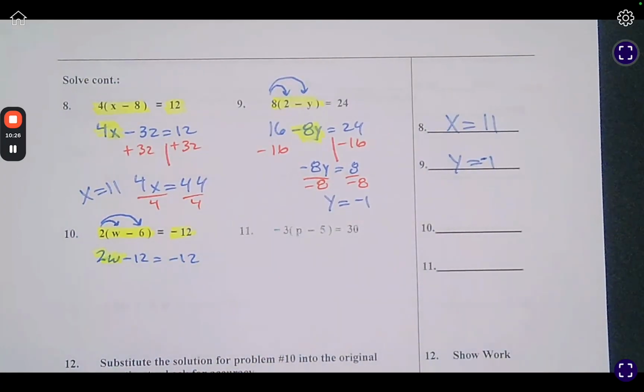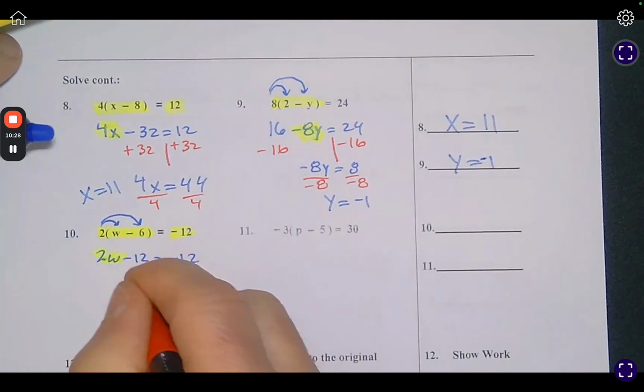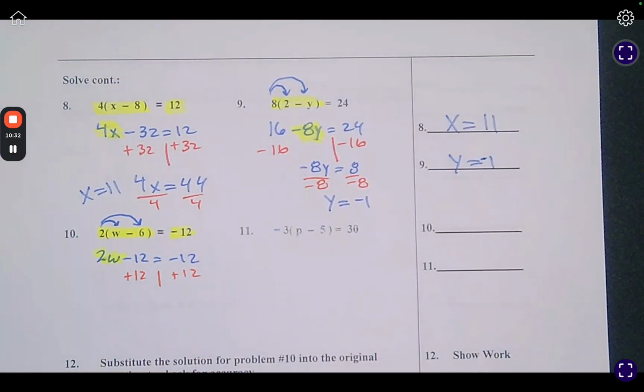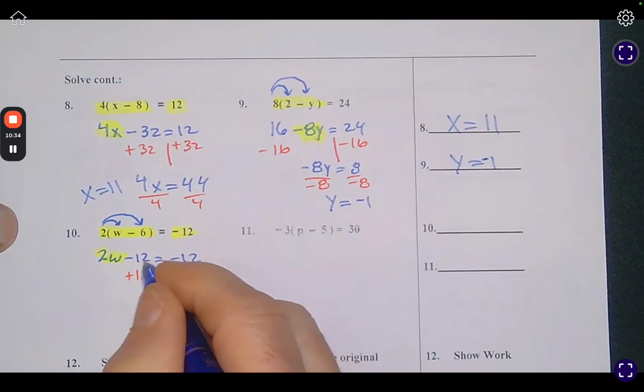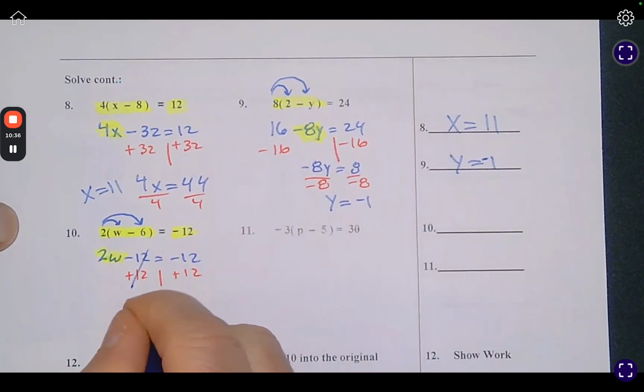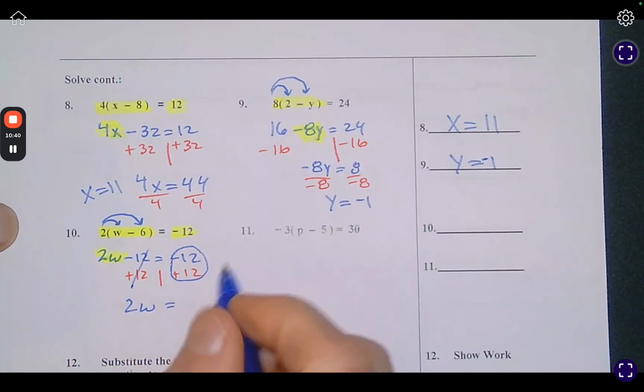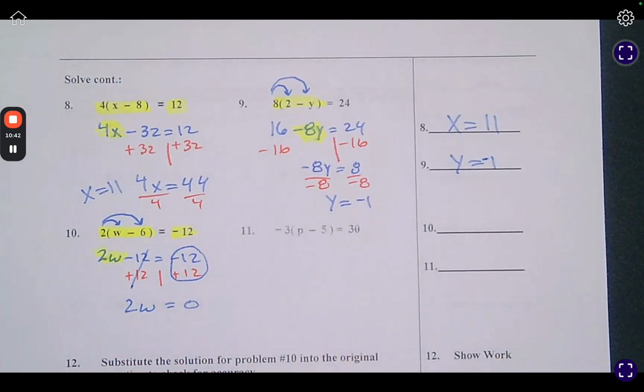Write down. Add 12. Boom. Add 12. Ooh, this one's going to be tricky. Don't let this fool you now. This goes to 0. You're left with 2w. Uh-oh. What happens to that? That also goes to 0.